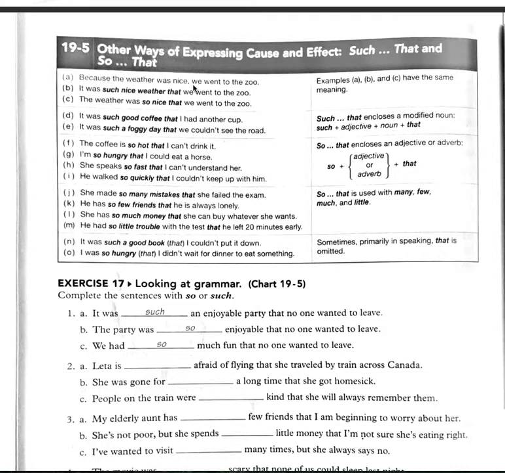Because the weather was nice, we went to the zoo. B, it was such nice weather that we went to the zoo. C, the weather was so nice that we went to the zoo. Examples A, B, and C have the exact same meaning, ladies and gentlemen. They're just written differently. Okay? In B, they're using such nice weather that.